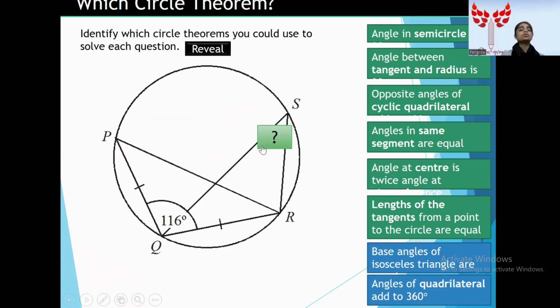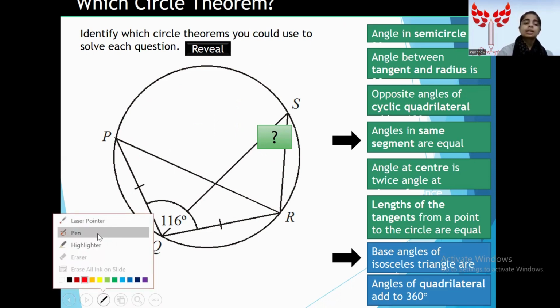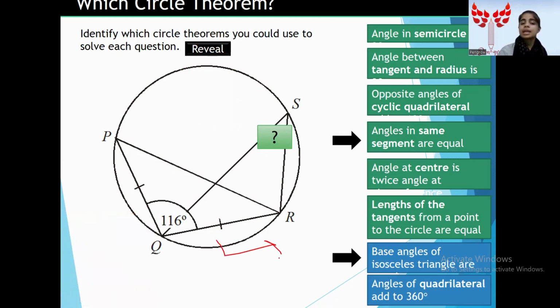Right? Let's try another question, and this is going to be our last question. So let's reveal the properties. Here we have 116. They're telling us that these two lengths are equal. Here you should realize this is the same segment for this angle, so this angle is going to be equal to this angle. Now, you need to know this angle to know this angle. This is an isosceles triangle, so you can simply find the value of this.